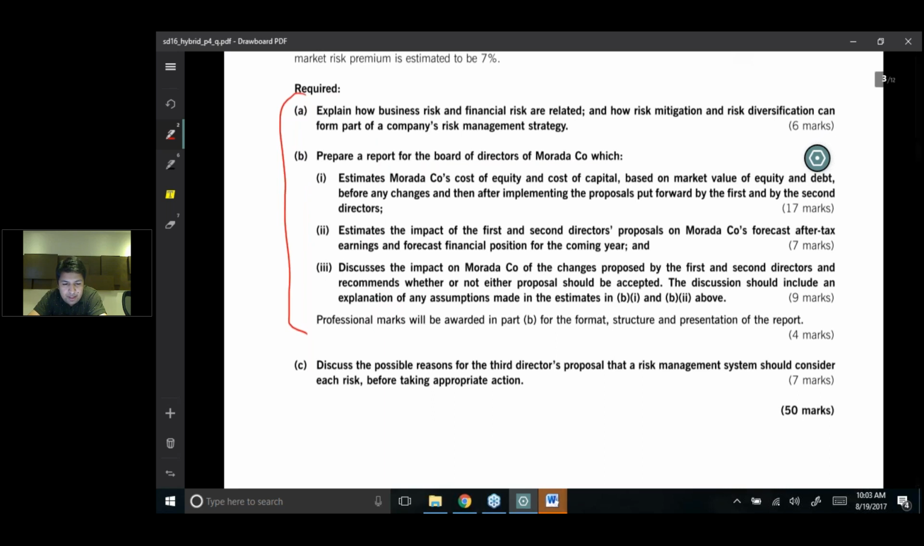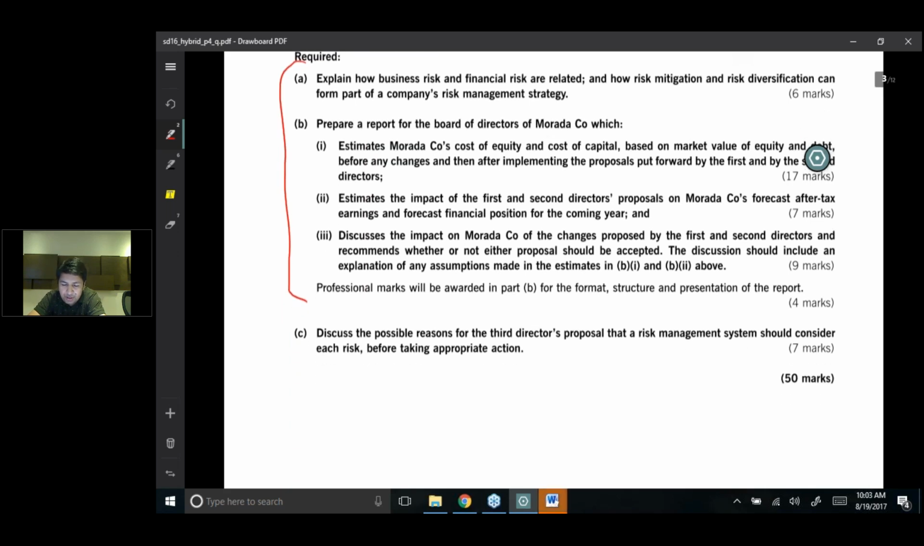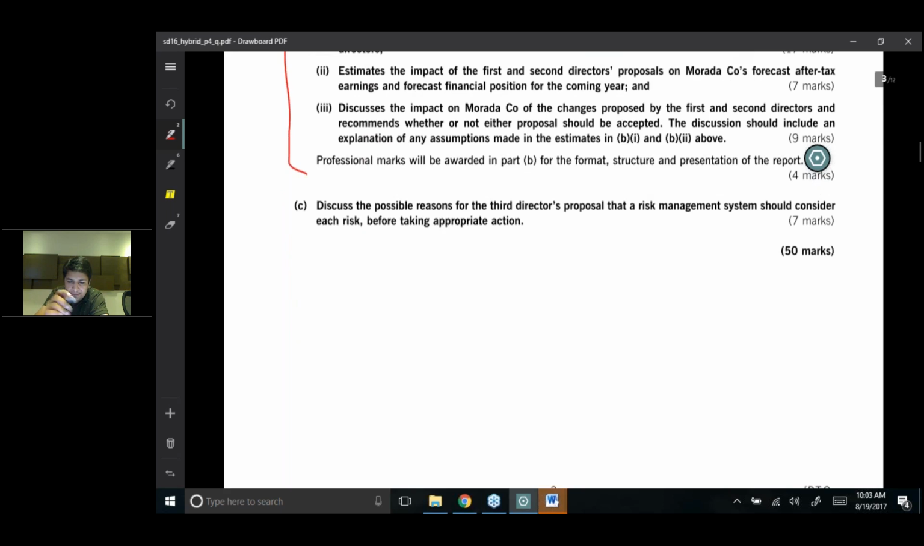the first part is: explain how business risk and financial risk are related and how risk mitigation and risk diversification can form part of a company risk management strategy. So in order to answer the very first part, you need to know the business risk and the financial risk and the risk mitigation and risk diversification strategies. What is business risk?